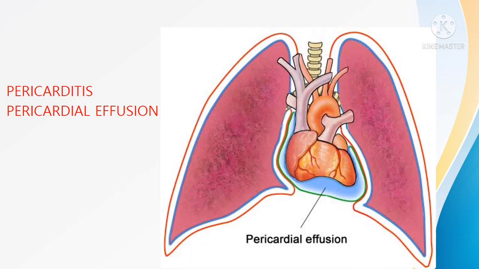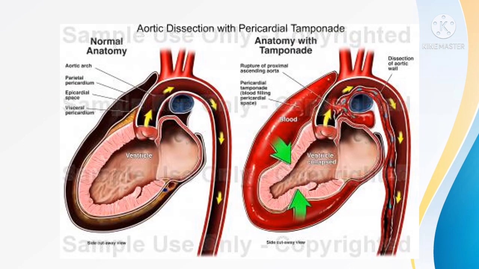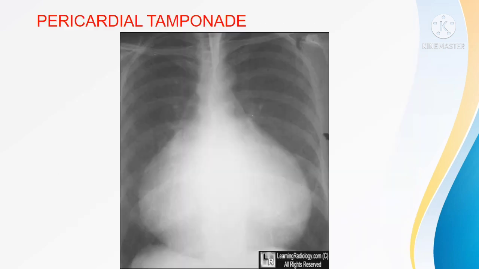The applied aspects of the pericardium: inflammation of the pericardium is called pericarditis. We can hear the pericardial friction rub. The fluid collection within the pericardium is called pericardial effusion. In case of any breach in the major blood vessels, such as aortic dissection, the collection of blood in the pericardial cavity is called pericardial tamponade.